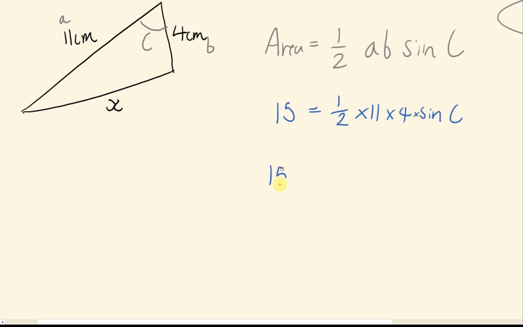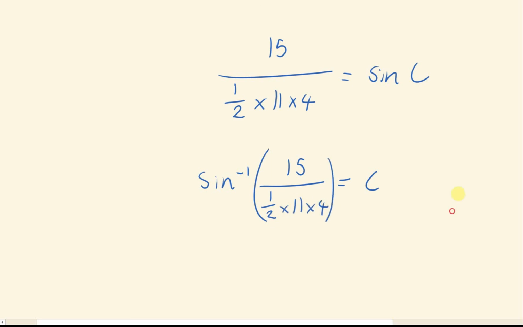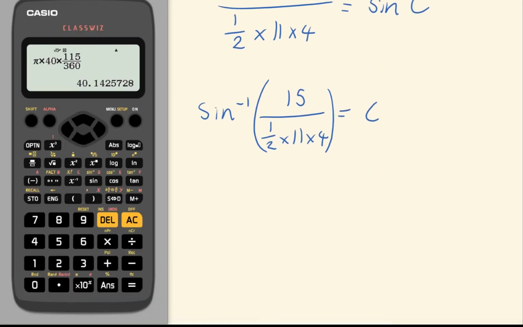Again, the opposite of timesing by all this stuff is going to be dividing by it. That will give me sine C. Again, I don't want sine, I want the angle. So C is going to be sine to the minus 1 of all this stuff here. Okay, if I type that into my calculator, that will give me that missing angle.